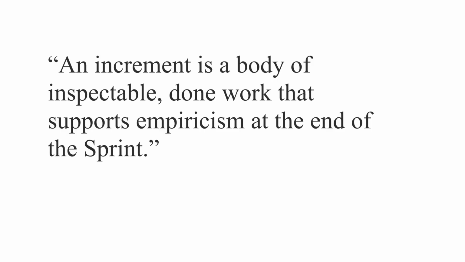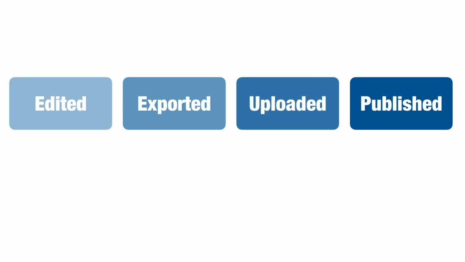Back to the Scrum Guide. An increment is a body of inspectable done work that supports empiricism. The keyword here is inspectable, and another keyword here is empiricism. Empiricism means that we base our decisions on what is known, what can be inspected. These are all inspectable to varying degrees. If I was working with a distributed team, I might cross this one off the list, given that it requires direct access to my computer.